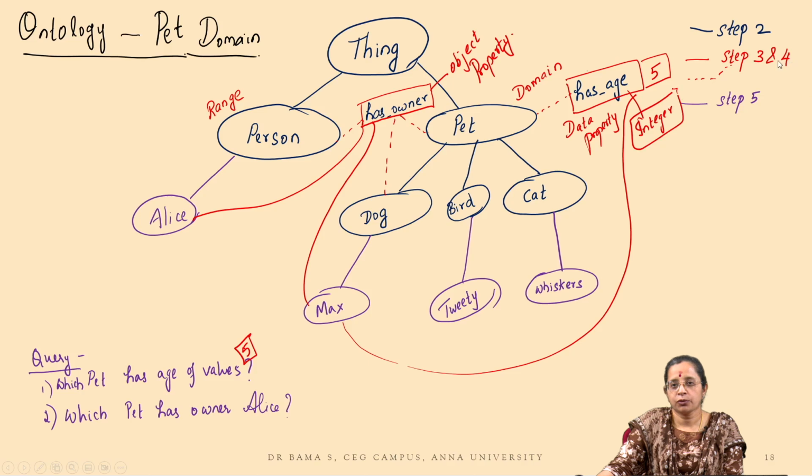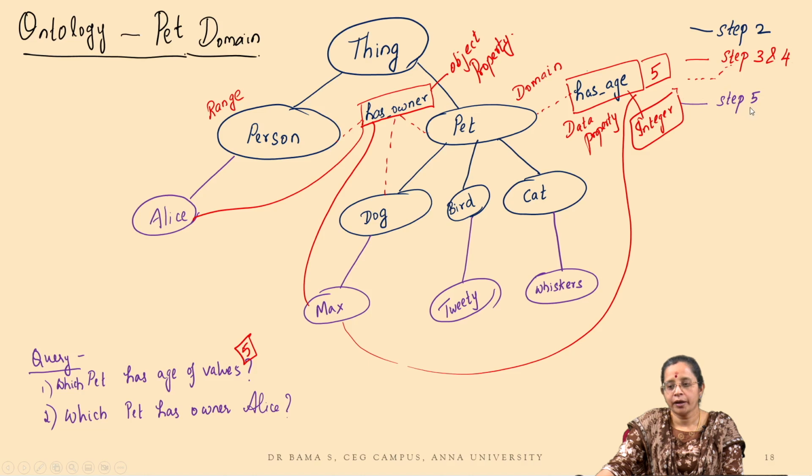And in step 4, we are going to define the constraints. The constraint can be dog has only one owner, similar to that, a person can have only one name, age can be unique. So, those kinds of representation can be given in step 4.